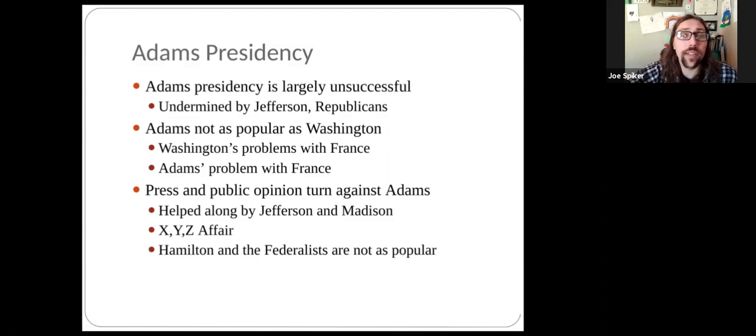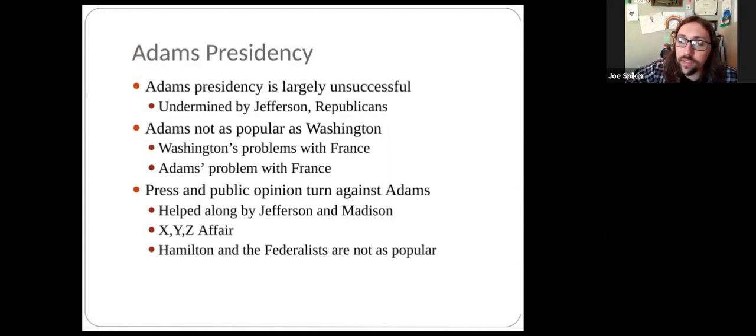Adams sends representatives to discuss the matter with French officials. It's known as the XYZ affair. It backfires completely, and France basically tries to extort the United States, extort money in exchange for protection. It gets disastrous.